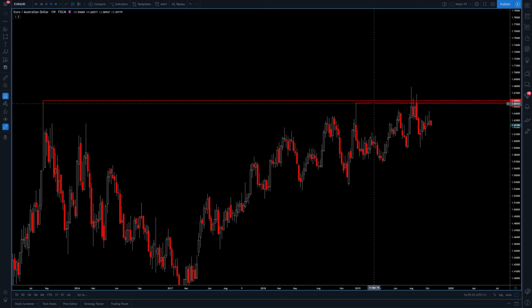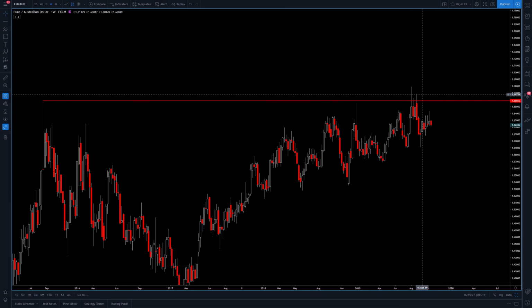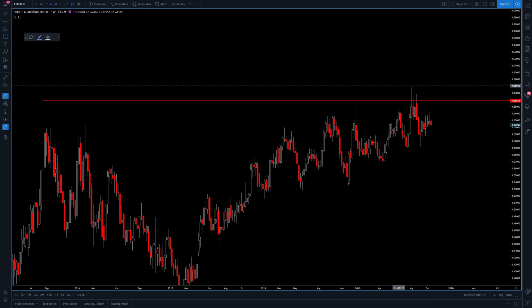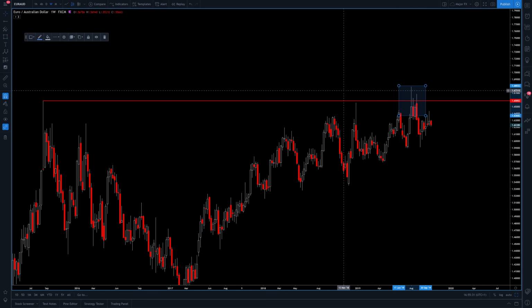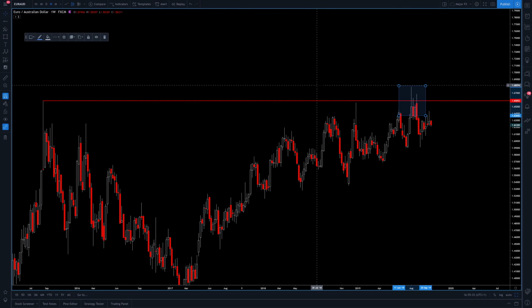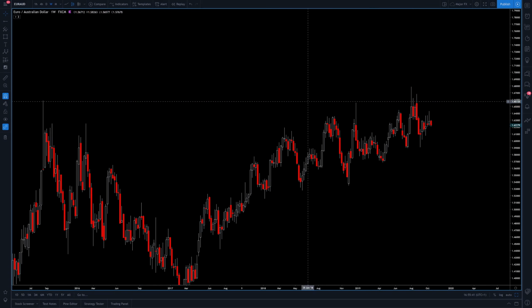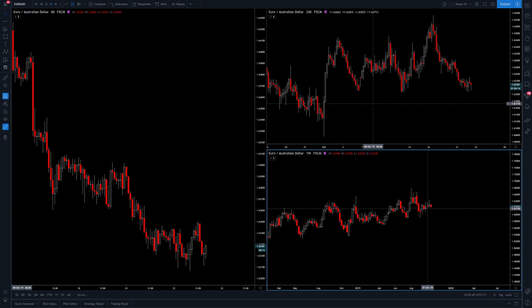So let's say that you had a swing failure like this, and then on the daily chart you had another swing failure within this area here. You'd have two swing failure confluences in one chart. You have the weekly swing failure and maybe a 4-hour or a daily swing failure within this. It could be a double confluence. You can use it as you wish. So yeah, that's our different time frames there.